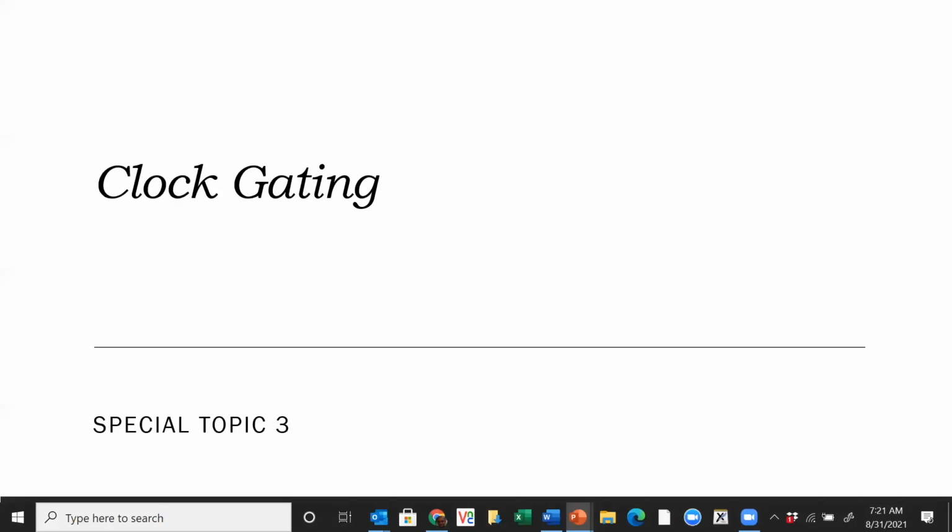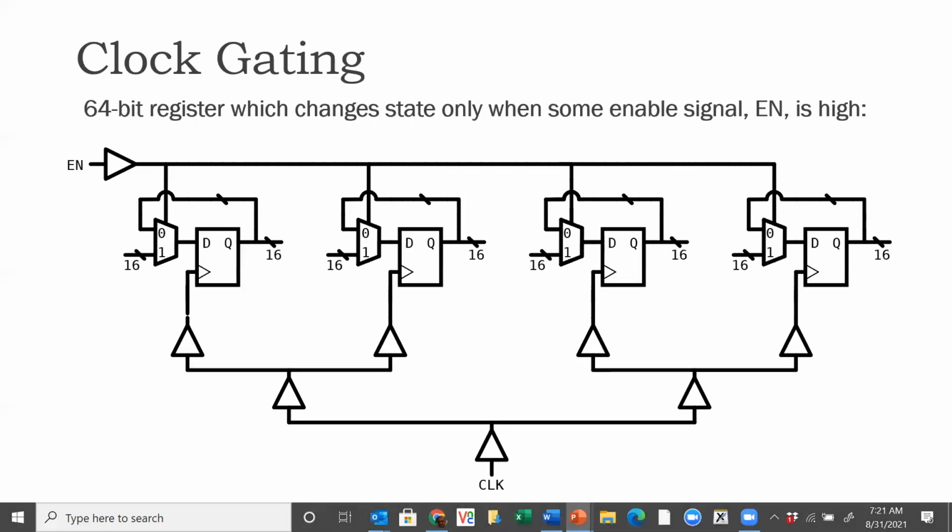A technique that is used to reduce activity in the circuit, to reduce alpha, is a technique called clock gating. And the best way to look at clock gating is to think of this very simple case where the value of clock gating becomes immediately apparent.